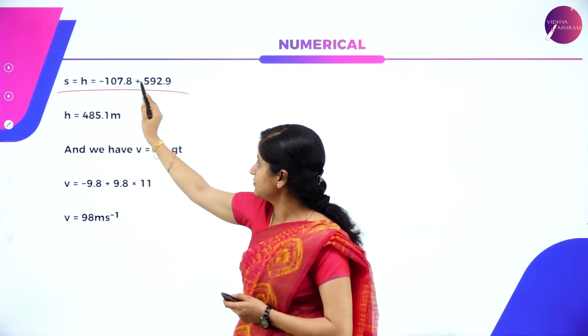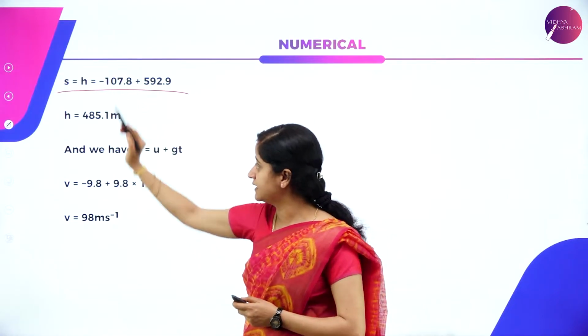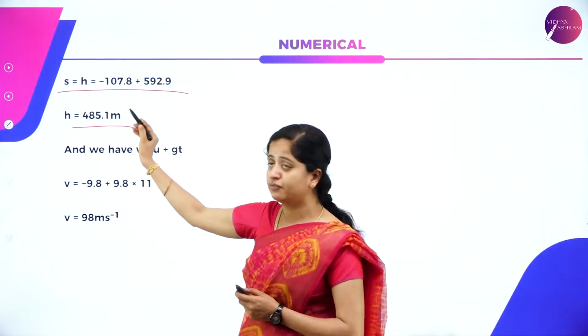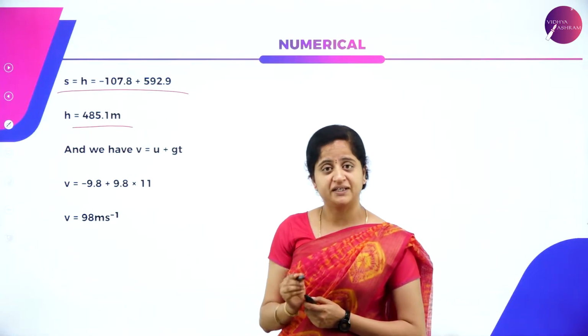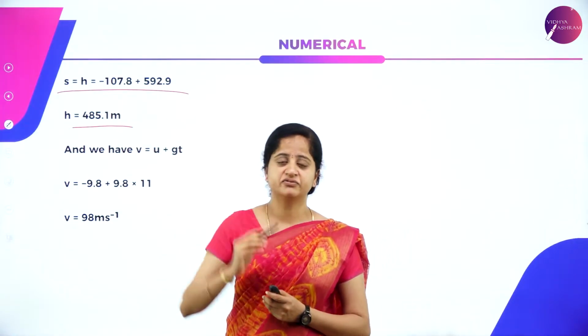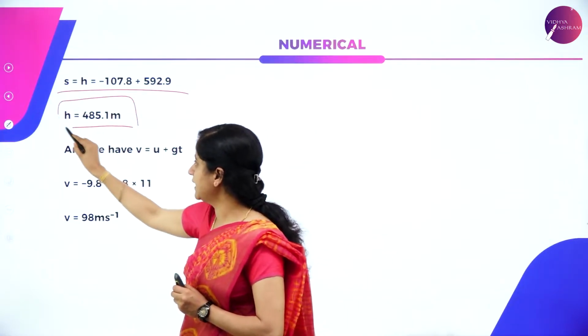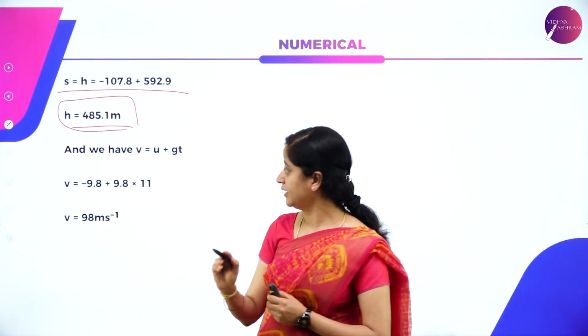592.9. So plus into minus is minus. We need to subtract these two and we get the displacement is 485.1 meter. That is the value of S, which is nothing but the height of the balloon. When the stone was dropped from the balloon was at a height of 485.1 meter.